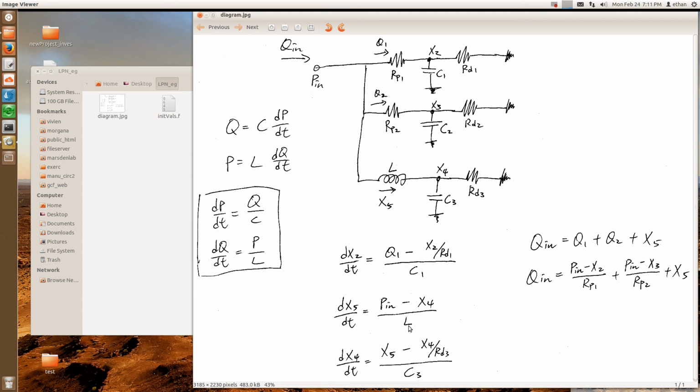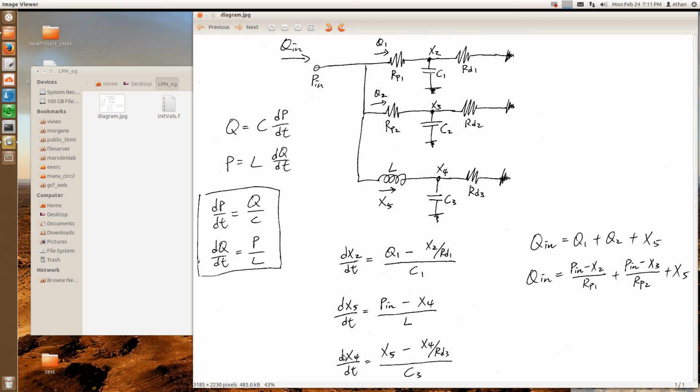So we have the L at the bottom here, and the top, what we want is the pressure drop across the inductor, which is the pressure drop across here. This pressure is P in, this pressure x4. So that's the expression that we want. And then for this capacitor, you can go through it and figure out why that's the way it is.